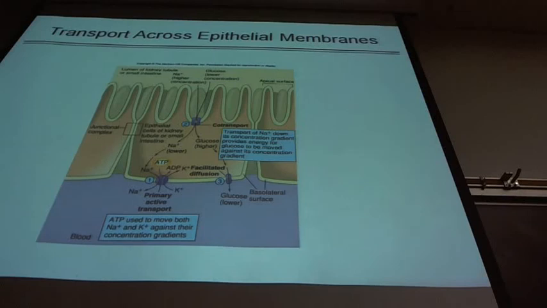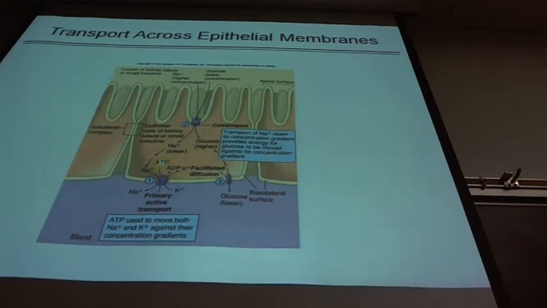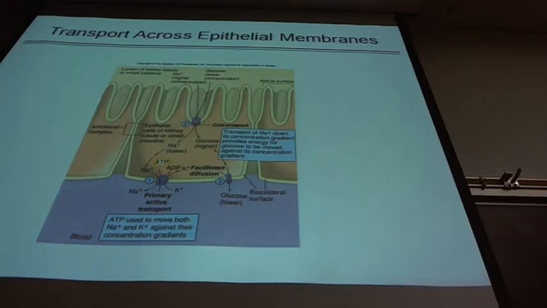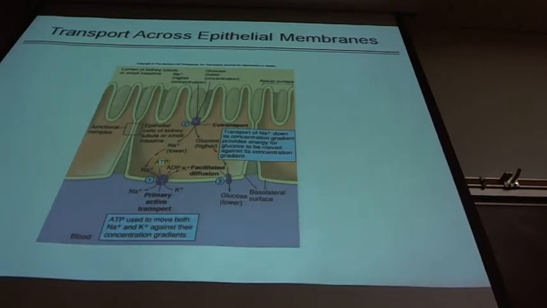So you get the glucose in, it moves through the epithelial cell, and it's transported out, and it's into the blood to go where it needs to go. And this is active transport. The kidneys use a tremendous amount of energy to do this.